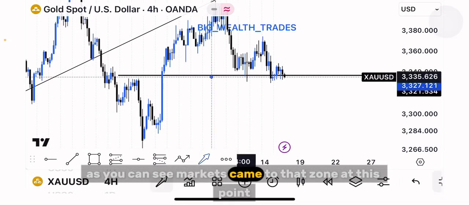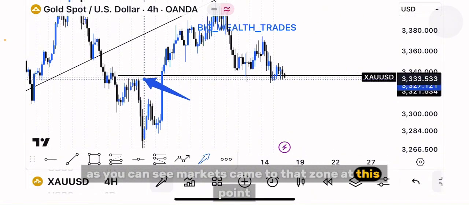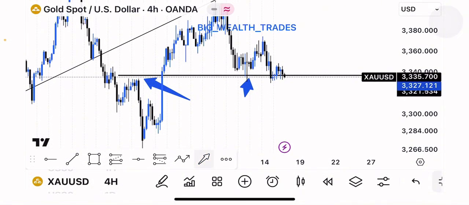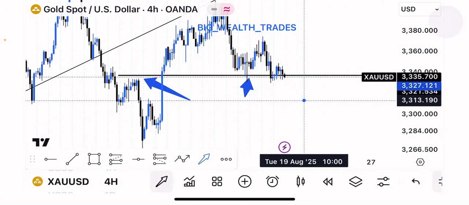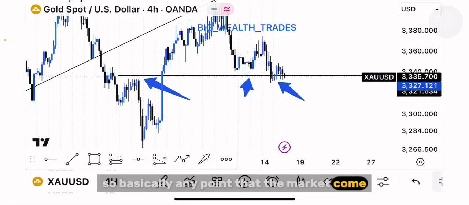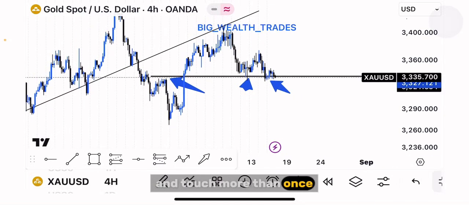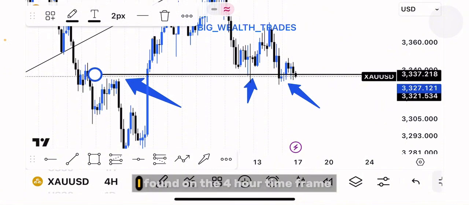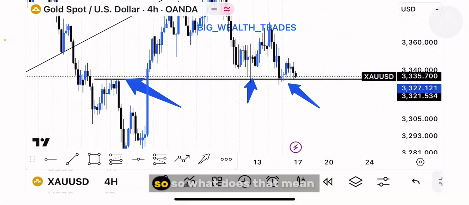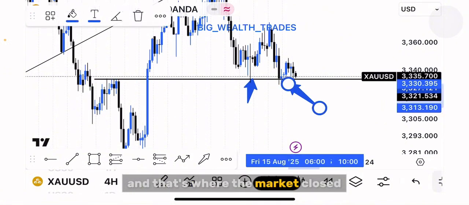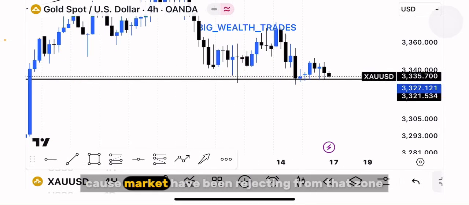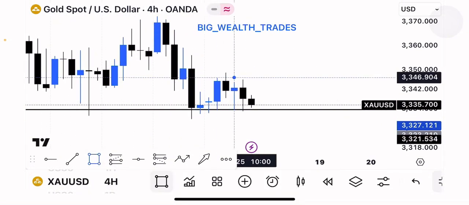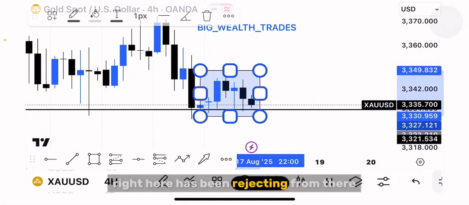As you can see, the market came to that zone at this point. It also came at this point. So basically, any point that the market comes and touches more than once or multiple times is a zone. So this is my area of interest I found on the 4 hours time frame. And that's where the market closed, because the market has been rejecting from that zone. It has been rejecting from this zone right here.